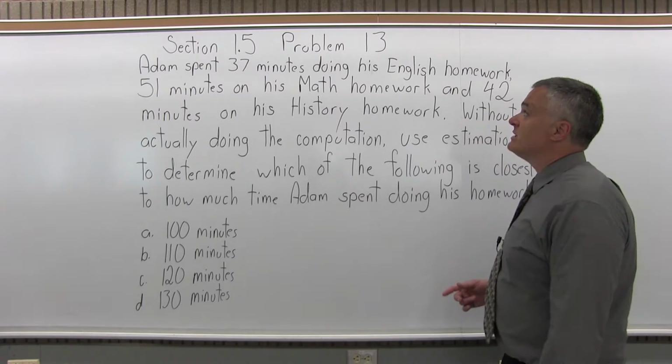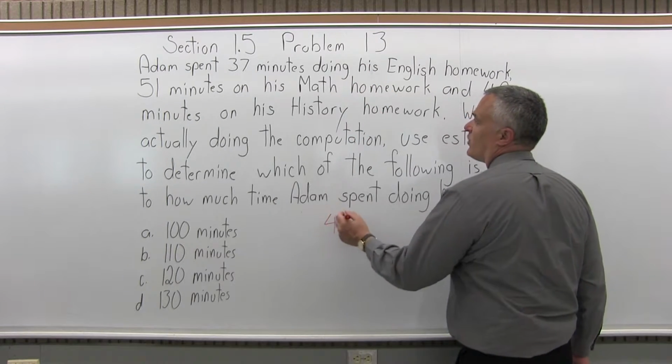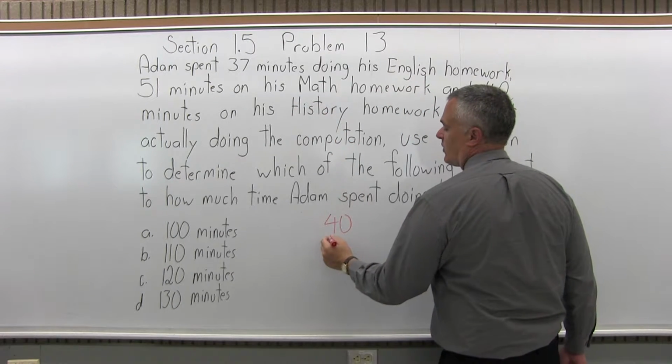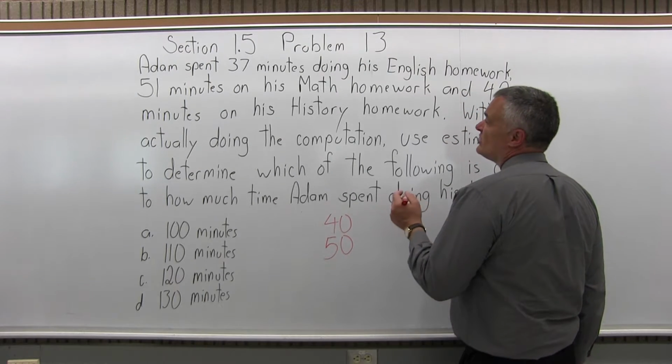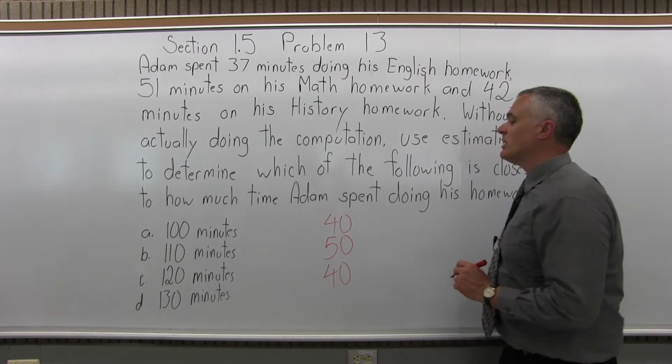So first was 37 minutes for the English. So let's just round that off to 40. Next was 51 minutes for math. And then 42 for history, so 40, let's round that off. 42 will round to 40.